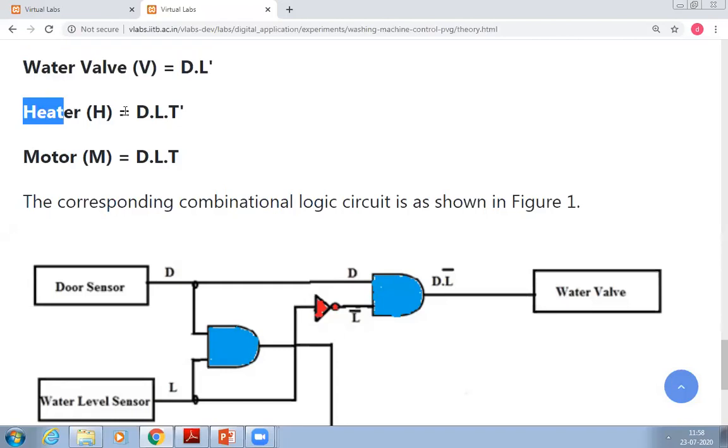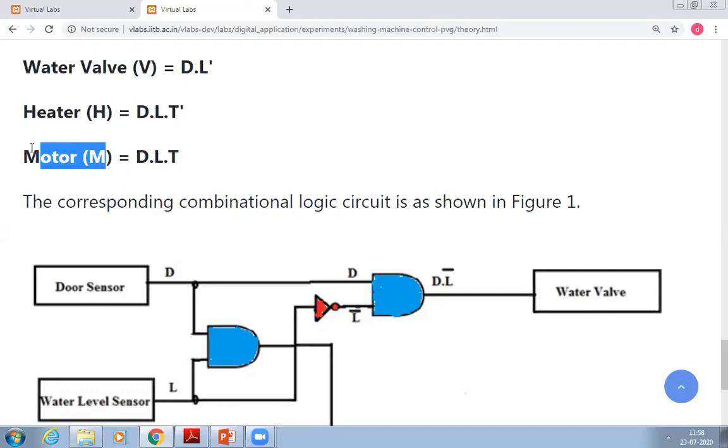Now second, to turn on heater, what is the condition? Your door must be closed, so this is D is equal to 1. Your water level must be sufficient, high, so that means L is equal to 1 here, and temperature should be low. So that is represented by T bar, T dash. So if this is the condition, then it will turn on.